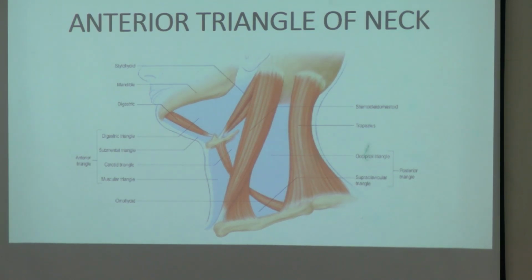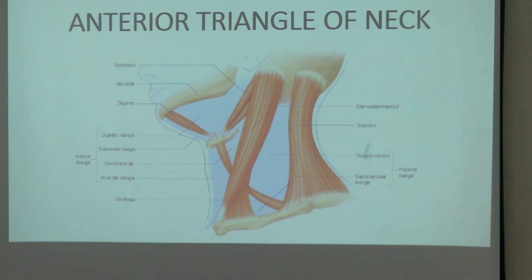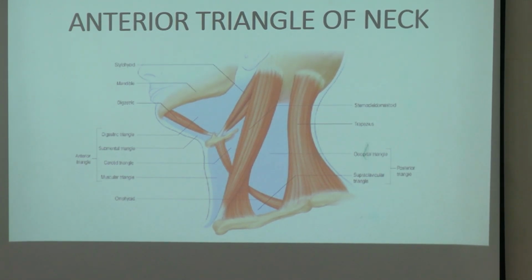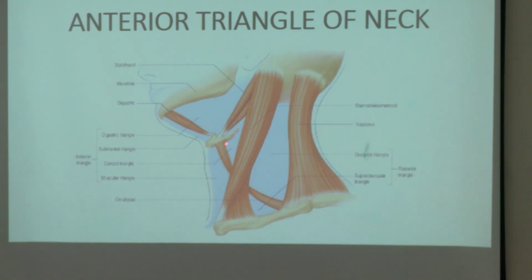And again your omohyoid muscle is divided into two parts. In a few textbooks it is mentioned as anterior division and posterior division. In a few textbooks the words superior and inferior part are used. Okay, you can use both the words. So this is the anterior division of the omohyoid muscle and this is the posterior division of the omohyoid muscle.